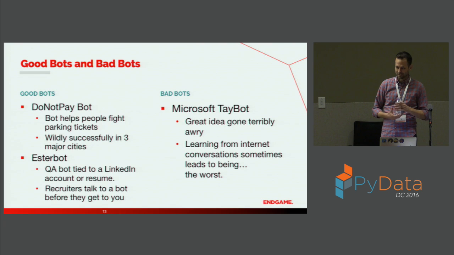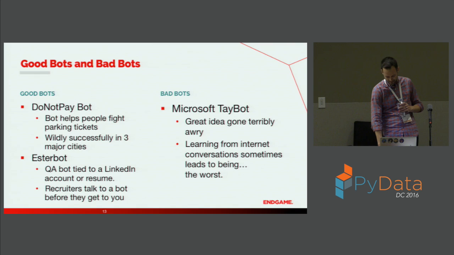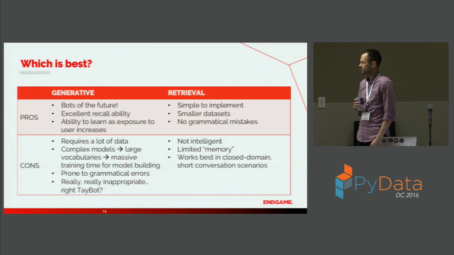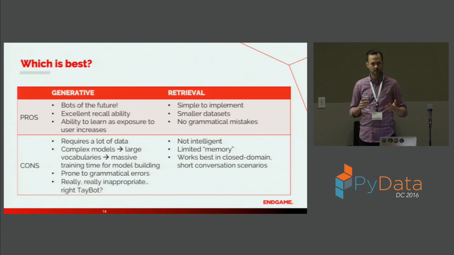But it was an interesting exercise in how you can take online learning and manipulate it for whatever end you want. So out of these, which is the best? Generative would obviously be the best if we could get to that point. Just not possible right now. From a data set standpoint, even from a training standpoint, sometimes it takes months to generate like a movie quote bot. Retrieval, very simple, small data sets, closed domain. There's no grammar mistakes unless you're not very good at grammar. It works best in closed domain situations.